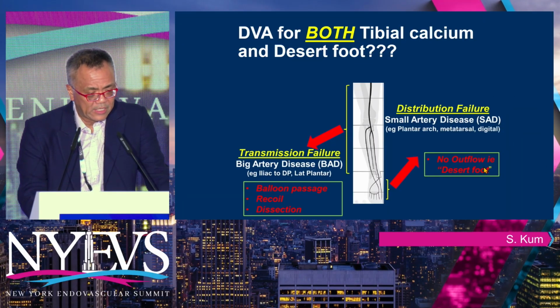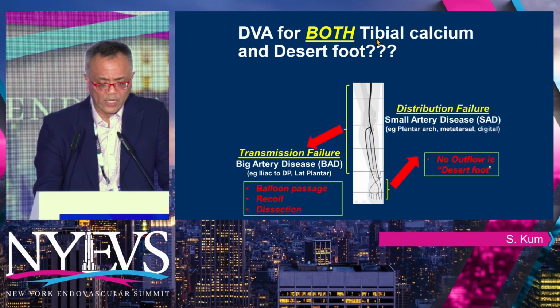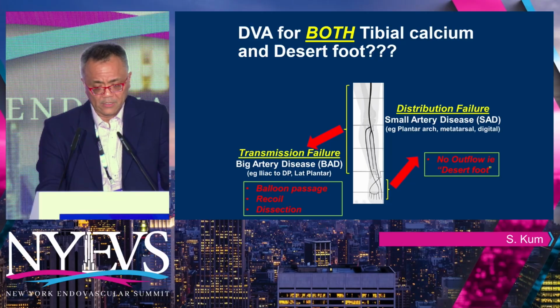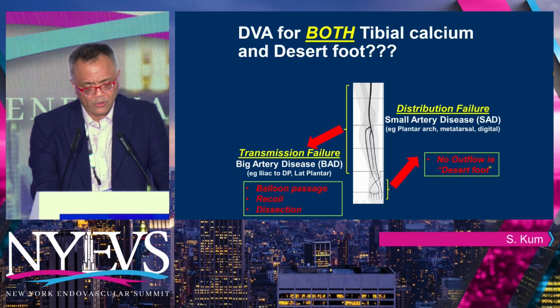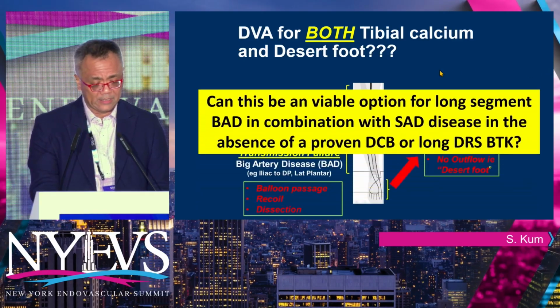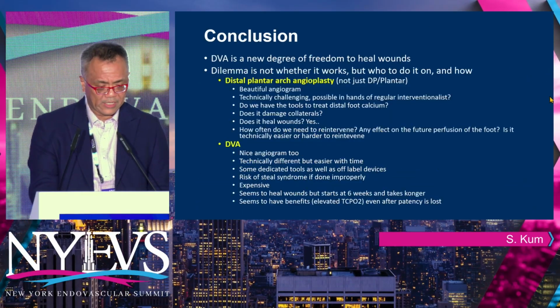It's a future, the DVA for both BAD and SAD disease. If the drug-coated balloons don't work in the tibial, if you can't afford miles of absorbable stent or coronary drug-eluting stent, maybe the DVA could treat a patient who has both BAD and SAD disease. Can this be a viable option for long segment BAD disease in combination with SAD disease?